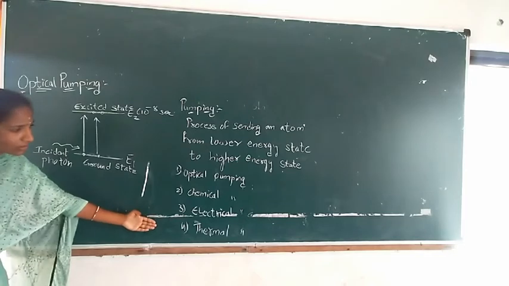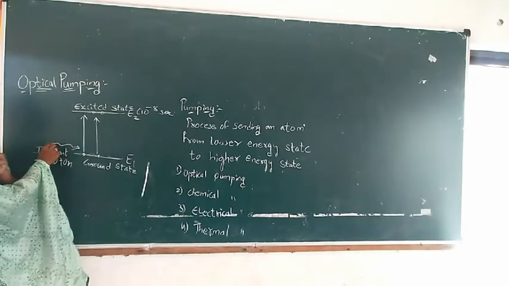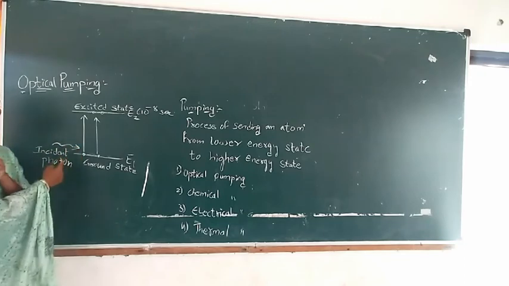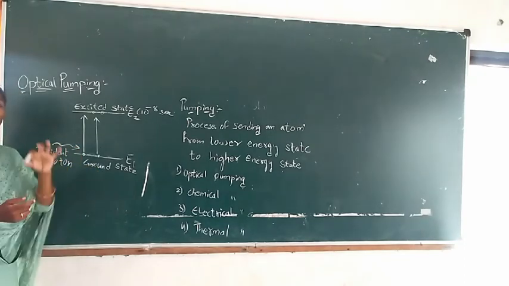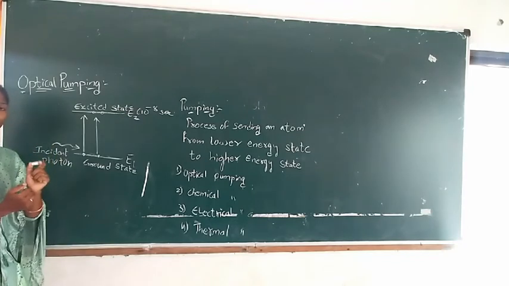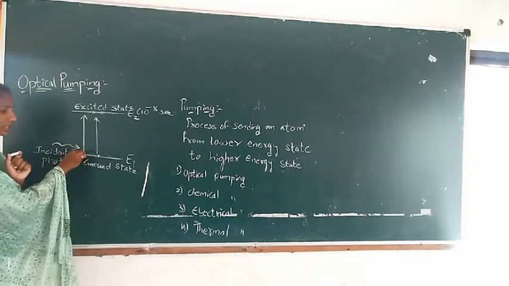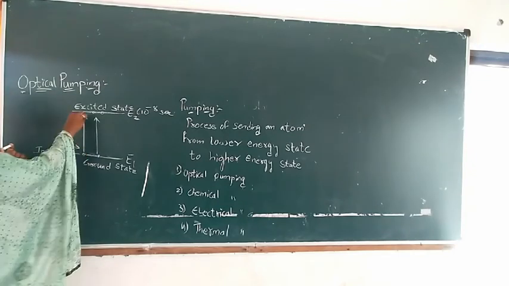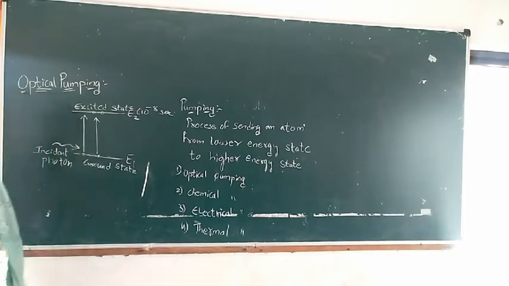And finally, thermal pumping. What is thermal? Heat. Suppose we supply the heat energy to the ground state E1, then by absorbing the given heat energy, an atom in the ground state starts to excite and it moves towards the excited state E2. Then that process is known as thermal pumping.